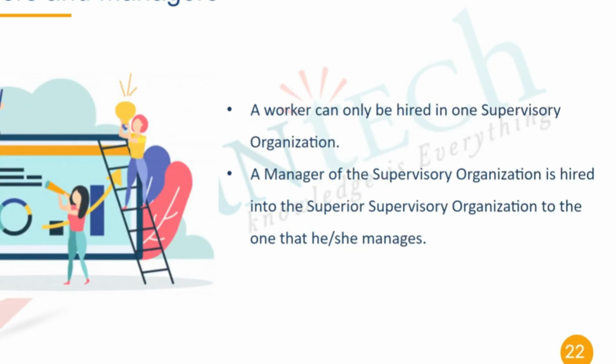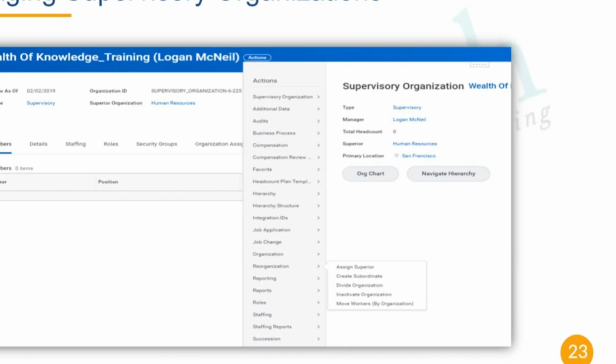You can select one manager as the primary for reporting purposes. Key things about workers and managers. A worker can only be hired into one supervisory organization. A manager is hired into the supervisory org superior to the one they manage. Here is a visual showing how managers roll up into supervisory organizations. The managers are hired into the org above the workers they supervise.